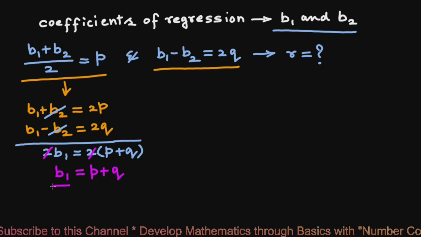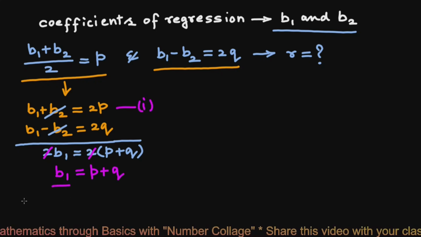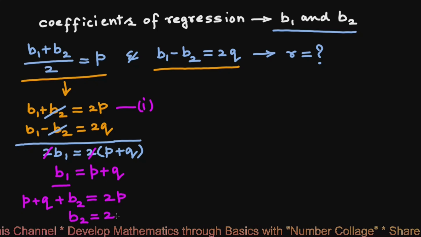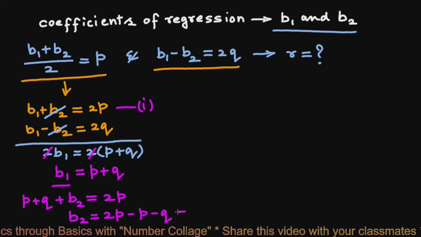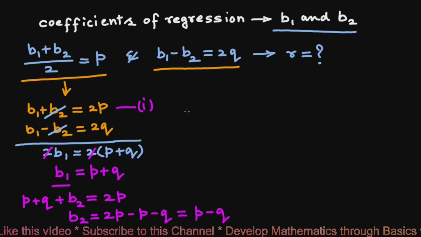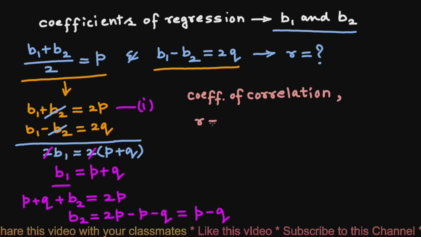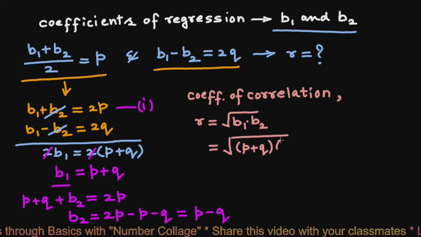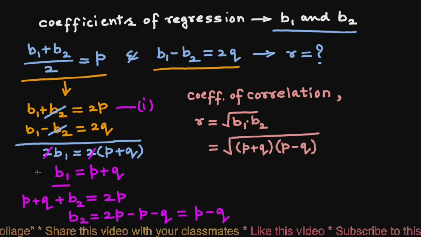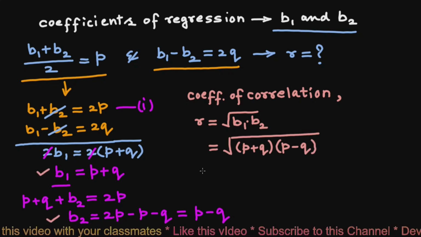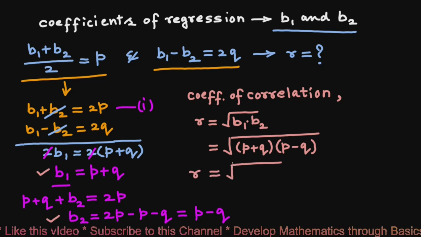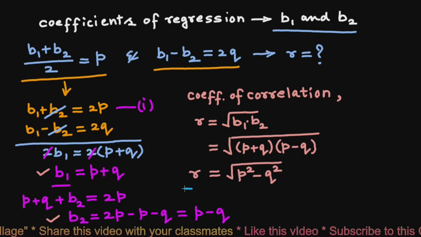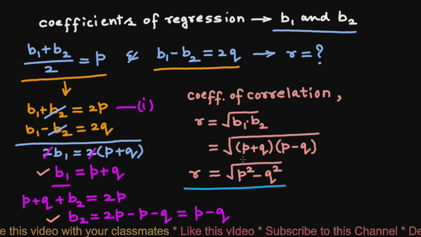Using the value of b1 in this first equation, we get p plus q plus b2 equals 2p. b2 will be 2p minus p minus q, that is p minus q. Now we have the coefficient of correlation r equals square root of b1 into b2, that will be square root of p plus q into p minus q from these values of b1 and b2. That gives us r equals square root of p square minus q square. So this is the value of the coefficient of correlation in terms of p and q.